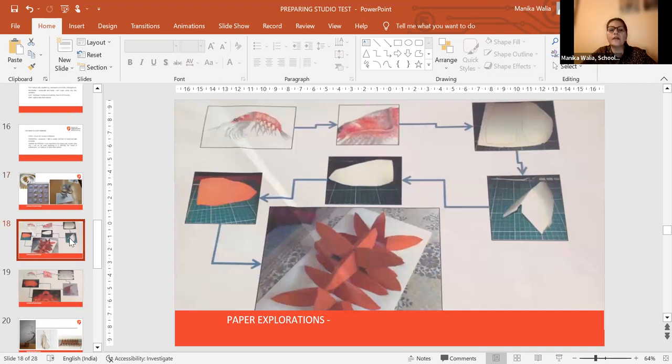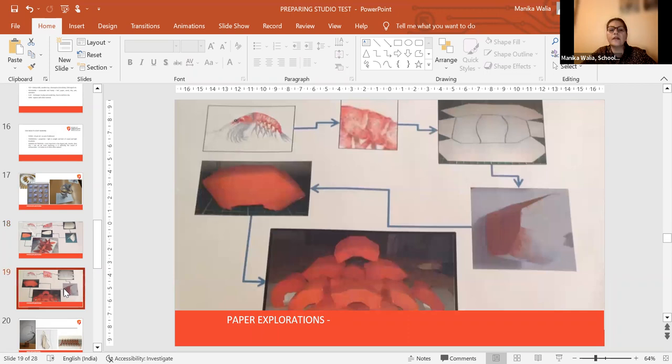So this is again from your insect. This is an interesting paper exploration where we teach students how to generate shapes and generate forms. So from an insect, you understand the texture, you understand what the complete biology of that insect is, then they come out with very interesting shapes and structures. So this is how you have to be observant. You have to start innovating from what you see.